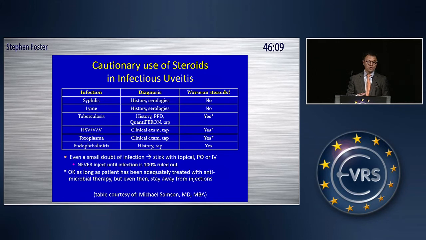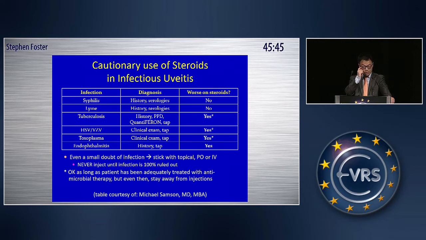So if you think you're dealing with ocular TB, usually the standard in this practice is to get the patient on anti-TB therapy for a while, and get people on systemic steroids if still needed, if the inflammatory lesion is vision threatening. VZV and HSV, again, by clinical exam, you can diagnose them, and it does get worse on steroids too.